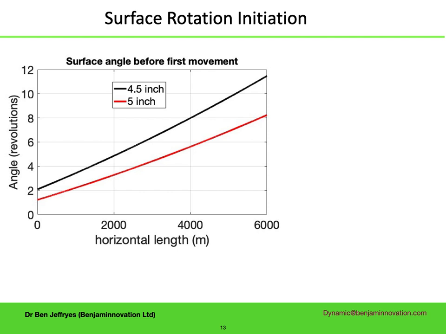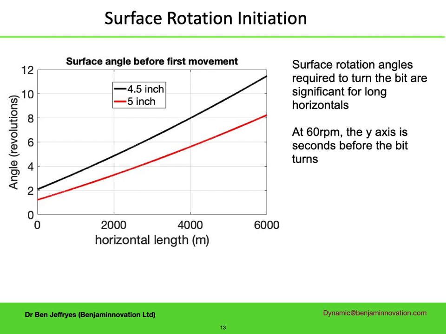On the x-axis is the length of the horizontal. On the y-axis, the total angle the top of the drill string must turn through to initiate rotation, measured in total rotations. As you can see, for long horizontal wells, this is going to be a significant number of rotations. If you are not turning fast, for instance with motor drilling or just running into hole, this is a long time. At 60 RPM, the y-axis is the time in seconds.